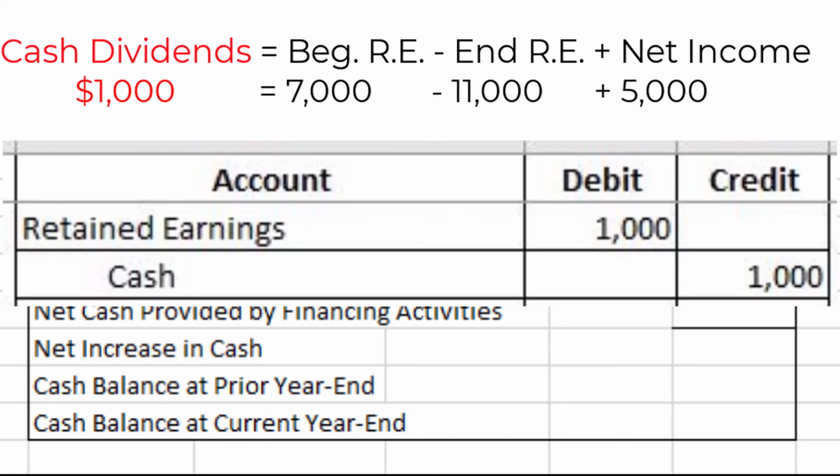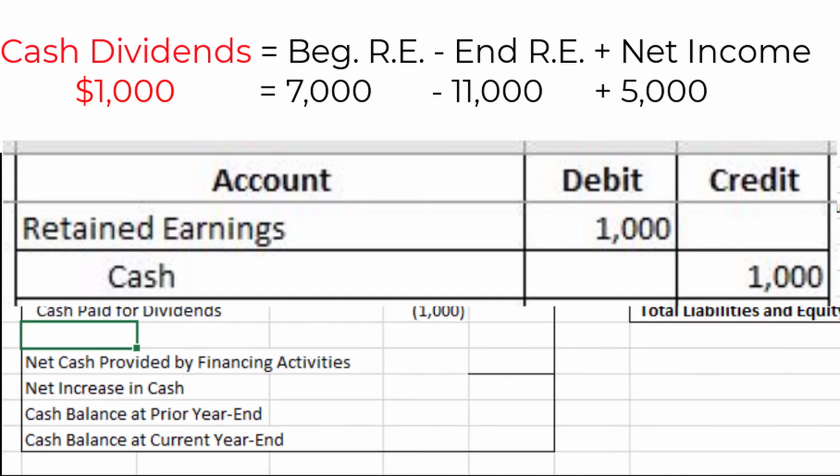And the journal entry for the payment of cash dividends is showing on the screen now. We would have a debit to retained earnings for $1,000 and a credit to cash for $1,000.